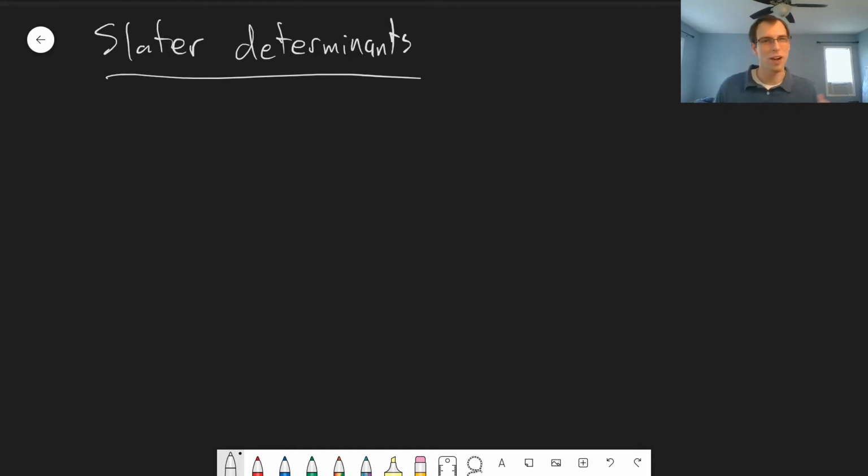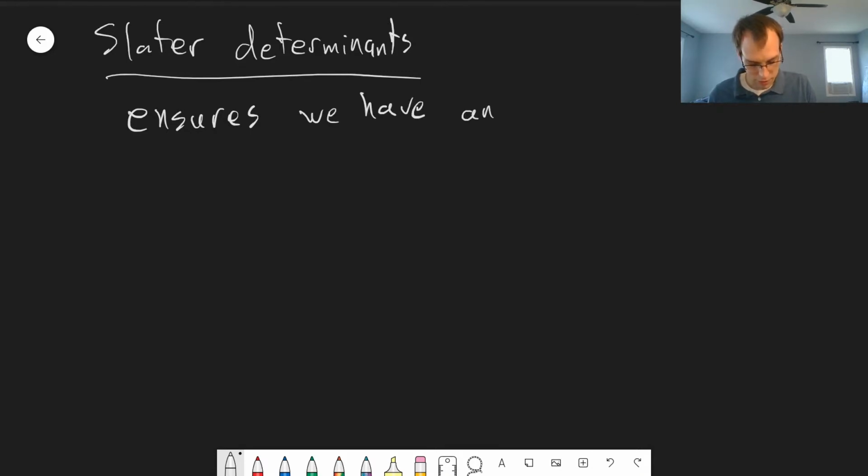constraint, or else they're not proper wave functions, and they're not going to give us correct answers if we use them for doing calculations. And so the way that we do this is what's known as a Slater determinant. So again, the whole purpose of what we're about to discuss is it ensures we have antisymmetric wave functions with respect to particle exchange.